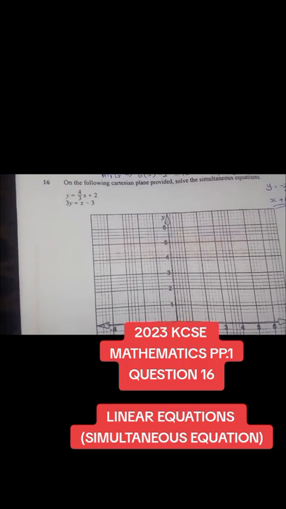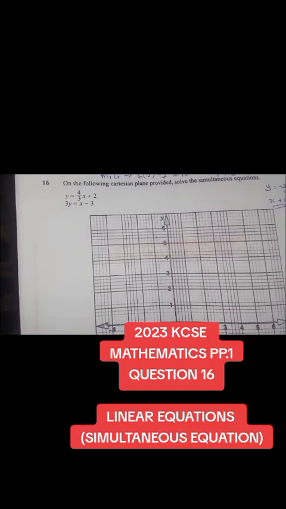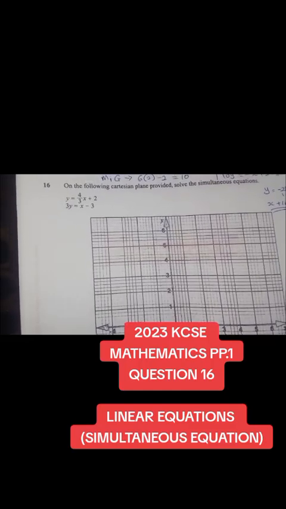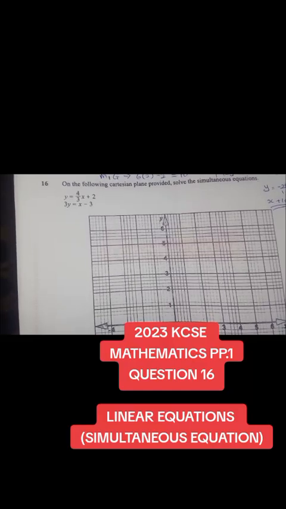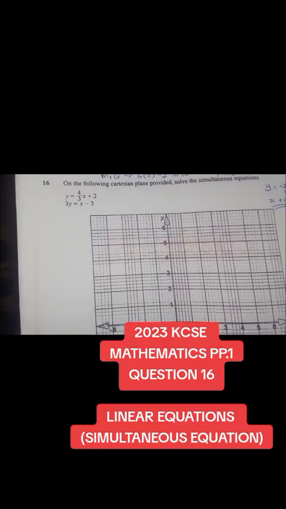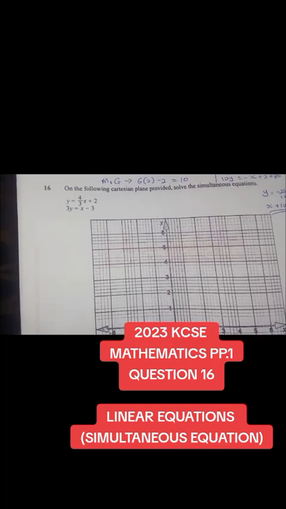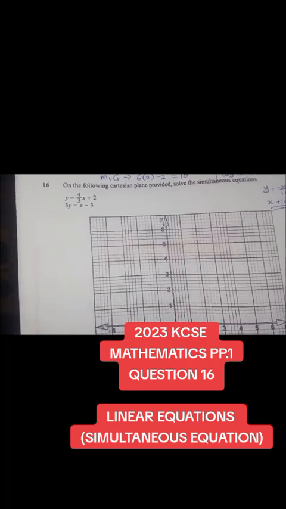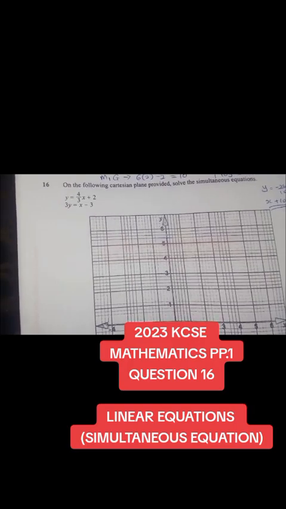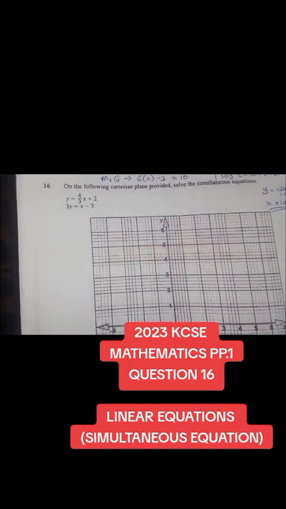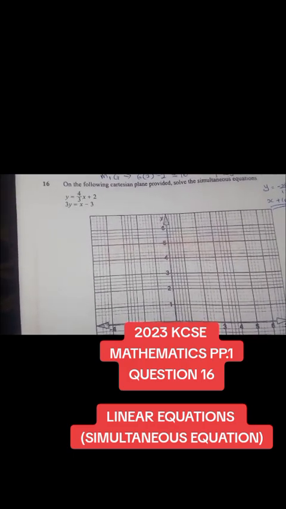So today we are going to look at question number 16 that reads as follows. On the following Cartesian plane provided, solve the simultaneous equations y is equals to 4 over 3x plus 2 and 3y is equals to x minus 3. Now this one is a topic in Form 1 called simultaneous equations. It is under linear equations.